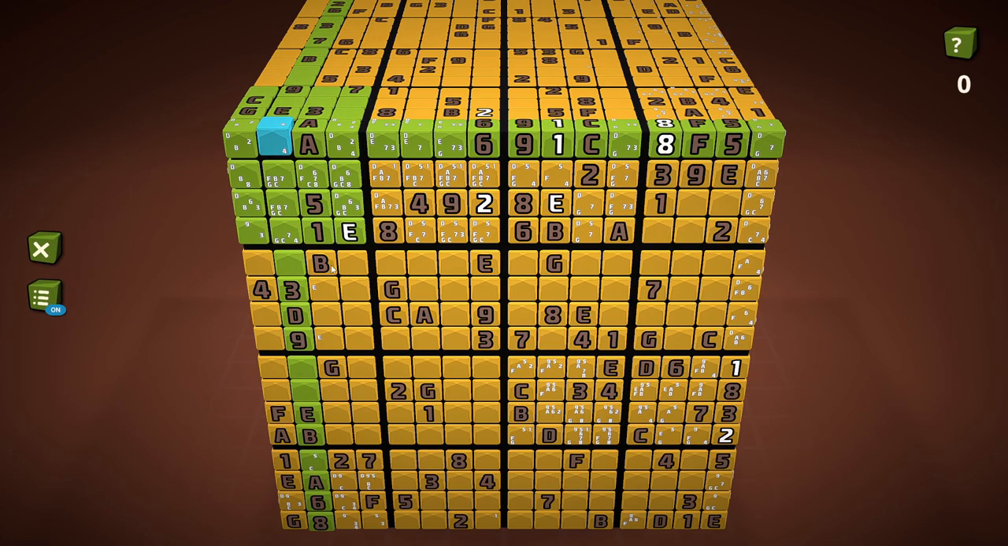Could this really only be a 4? 1, 2, 3. Shouldn't be any 4s. 5, 6, 7, 8, 9. A, B, C, D, E, F, G. Yeah, this could only be a 4. Hey, I mean 4. Thunk.